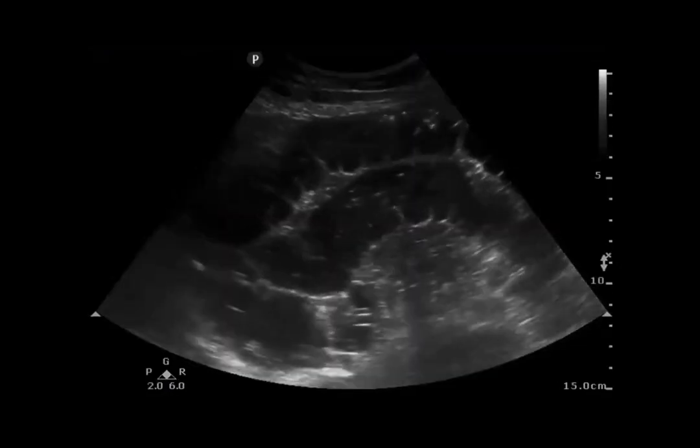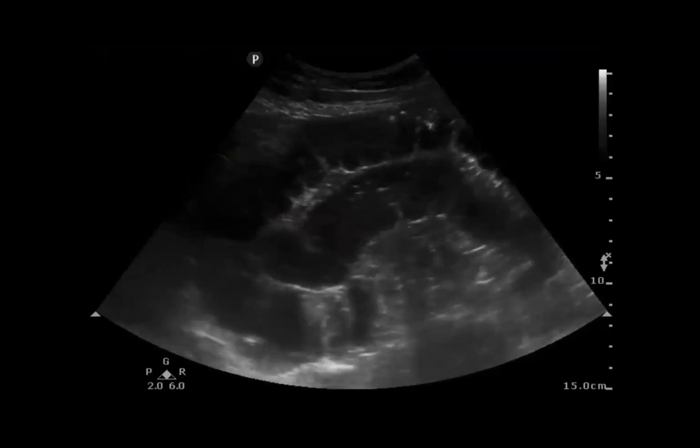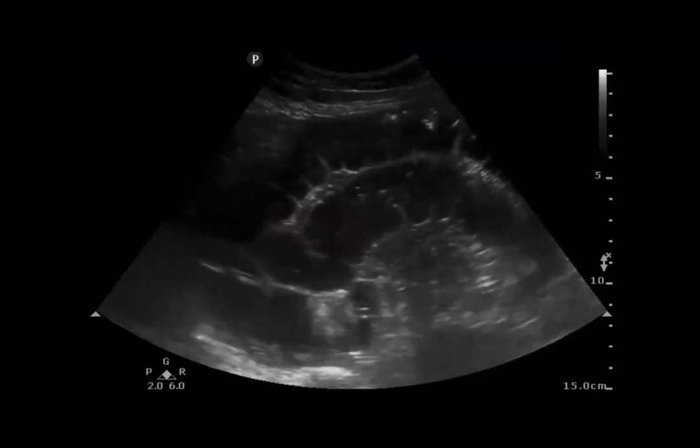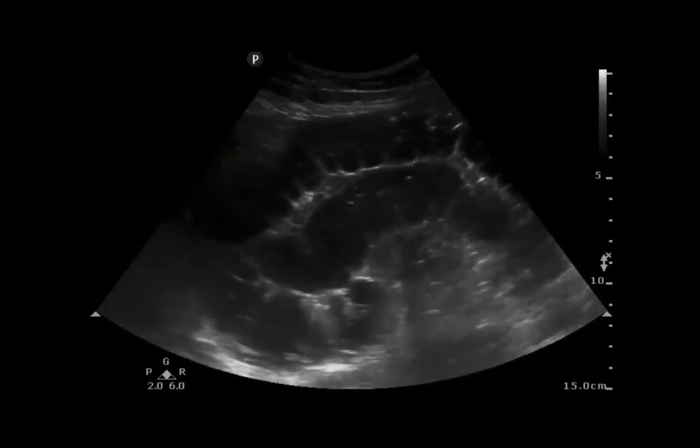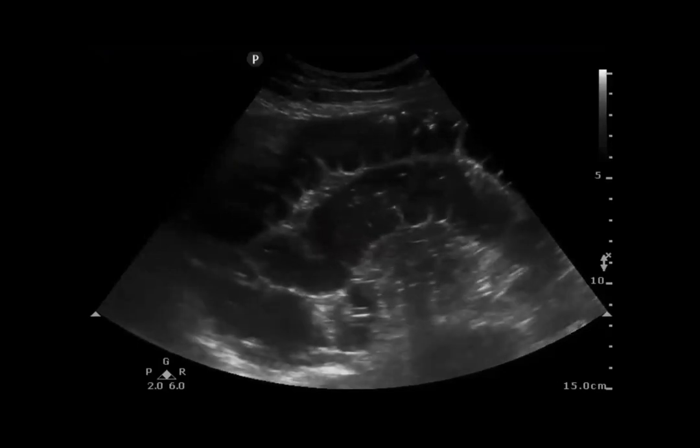Besides seeing peristalsis and the back and forth movement of the feculent material, you might actually see the opposite sometimes. You might see dilated small bowel that's barely moving at all. This patient here also has a small bowel obstruction.